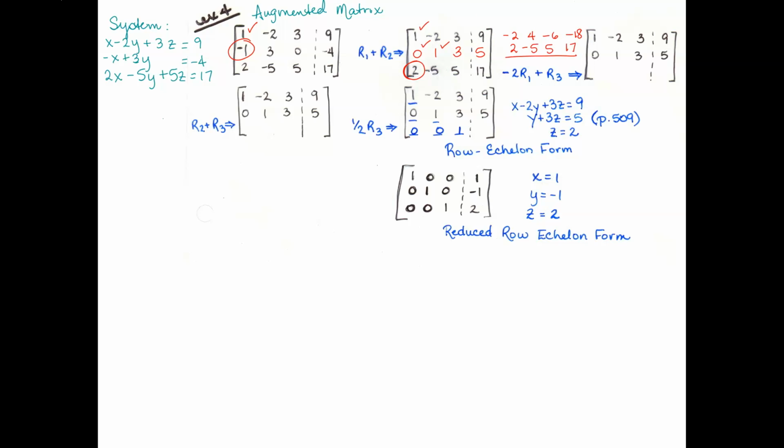And now we want to add that to row number 3. So let's come grab row number 3: 2, negative 5, 5, 17. All right, so if we add those two together, negative 2 and 2 is 0, 4 and negative 5 is negative 1, negative 6 and 5 is negative 1, and negative 18 and 17 gives us negative 1.